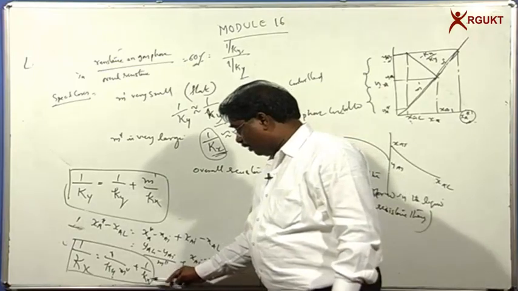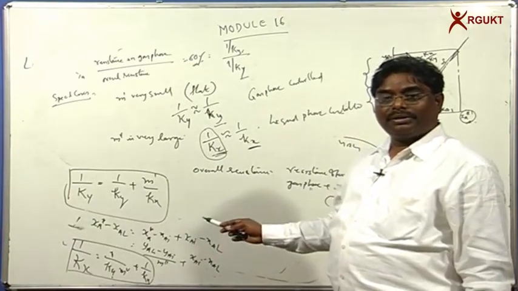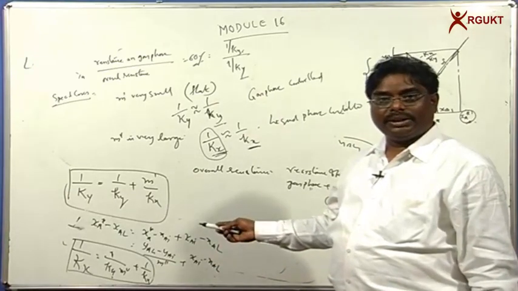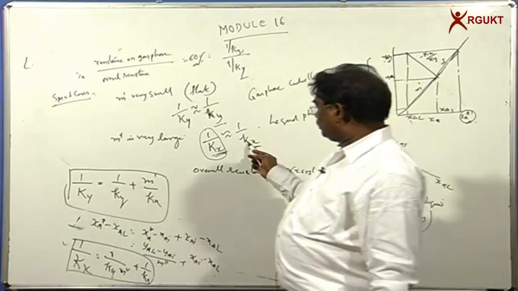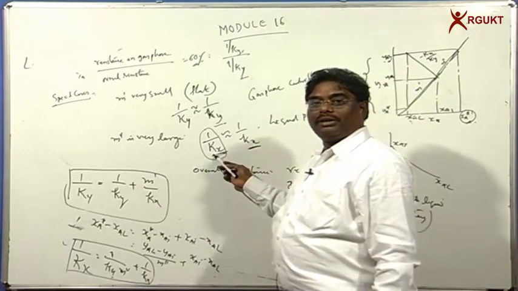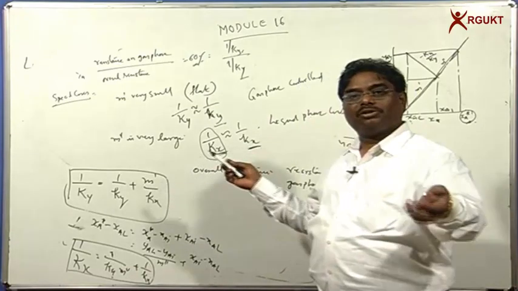So once the flow rate of the liquid is increased, Reynolds number is increased. Once Reynolds number is increased, the turbulence is increased, and the mass transfer coefficient for the liquid phase is increased. Once the mass transfer coefficient for the liquid phase is increased, the overall mass transfer coefficient is going to be increased. Once the overall mass transfer coefficient is increased, the flux is going to be increased.